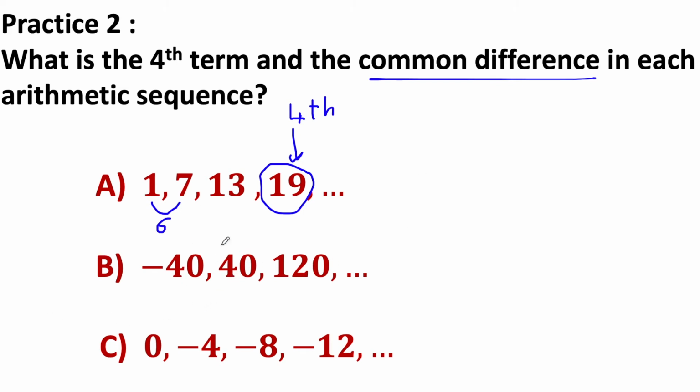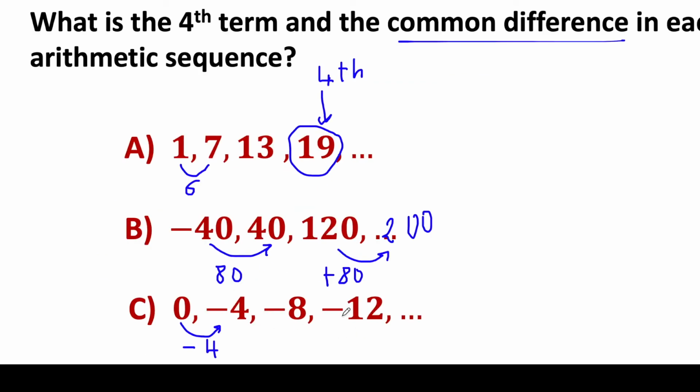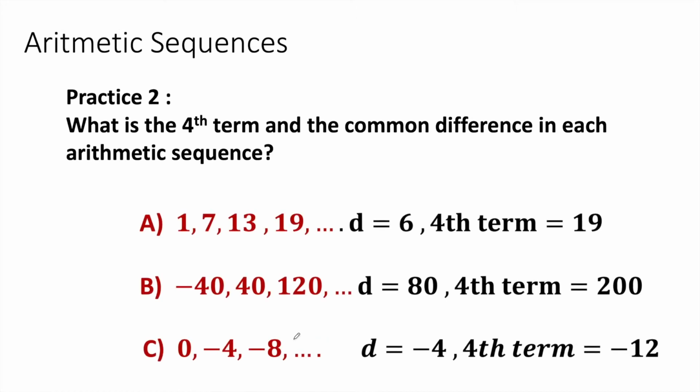Okay, the second one, the fourth term is not given. We need to find the common difference, which is 80. And then we have to add 80 to 120 to get the next term. Okay, so the fourth term is 200. 80 plus 120. Last one, we subtract 4. This is decreasing by 4. So the fourth term is -12. This is a summary of the answer.